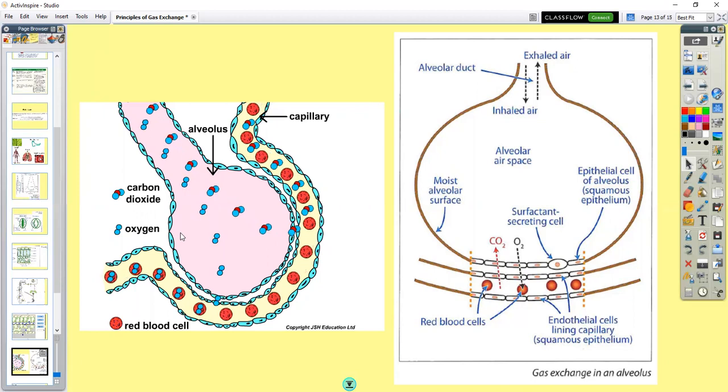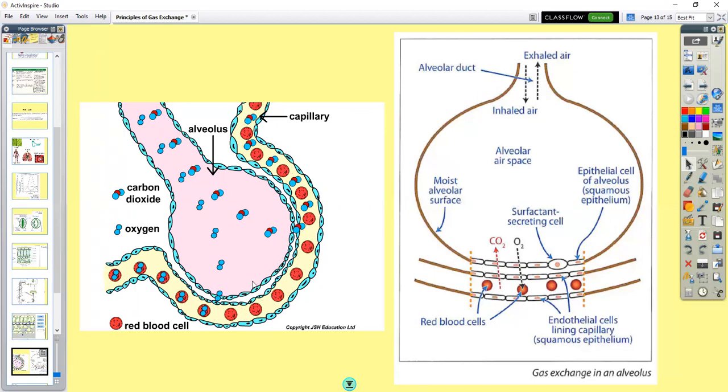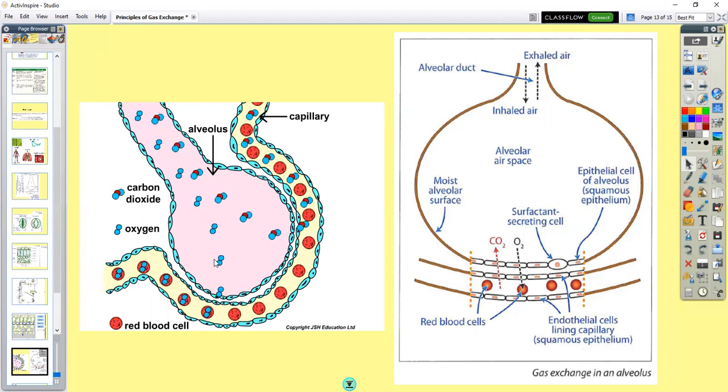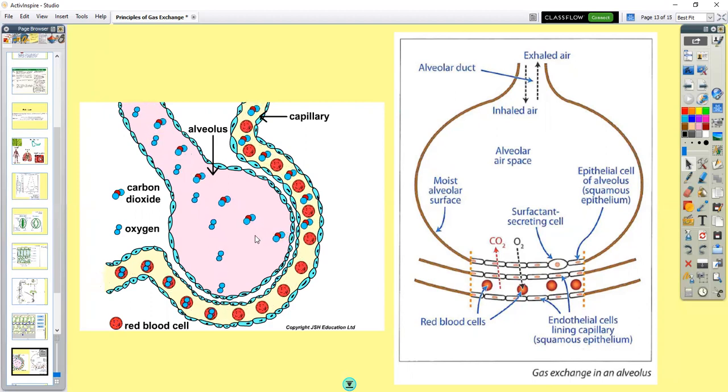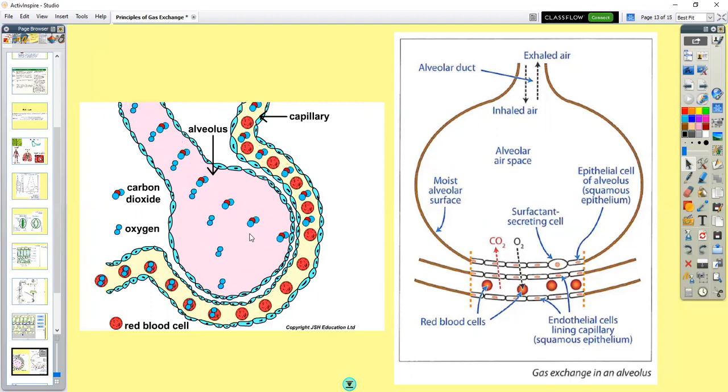And also you've got a layer of moisture in the cells inside of that layer of surfactant, which stops these alveoli from collapsing, but also that moisture layer makes diffusion easier, so the gas is easier to diffuse in. Okay, carbon dioxide you can see moving in the opposite direction, so your concentration gradient is the other way around. So it's moving from the blood, high concentration of carbon dioxide, to a lower concentration of carbon dioxide in the alveolus. So it's moving in the opposite direction, and then we breathe that out in exhalation.